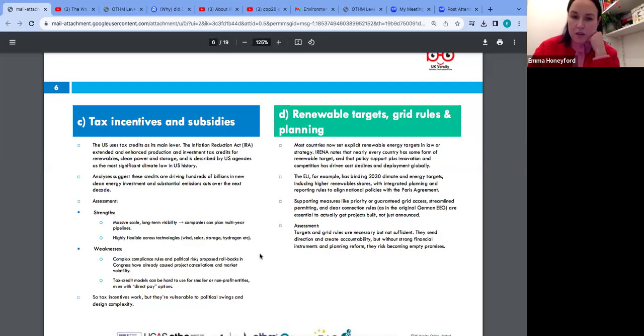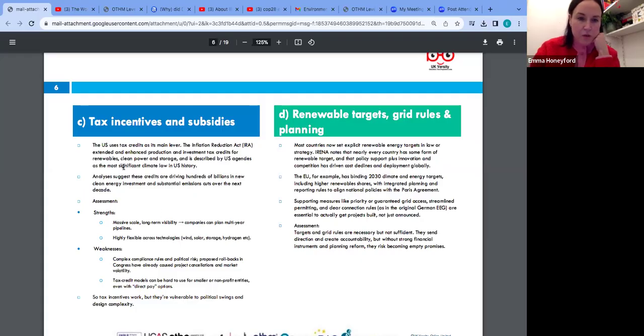So an assessment of this. Targets and grid rules are necessary, but not sufficient. They send direction and create accountability, but without strong financial instruments and planning reform, they risk becoming empty promises.